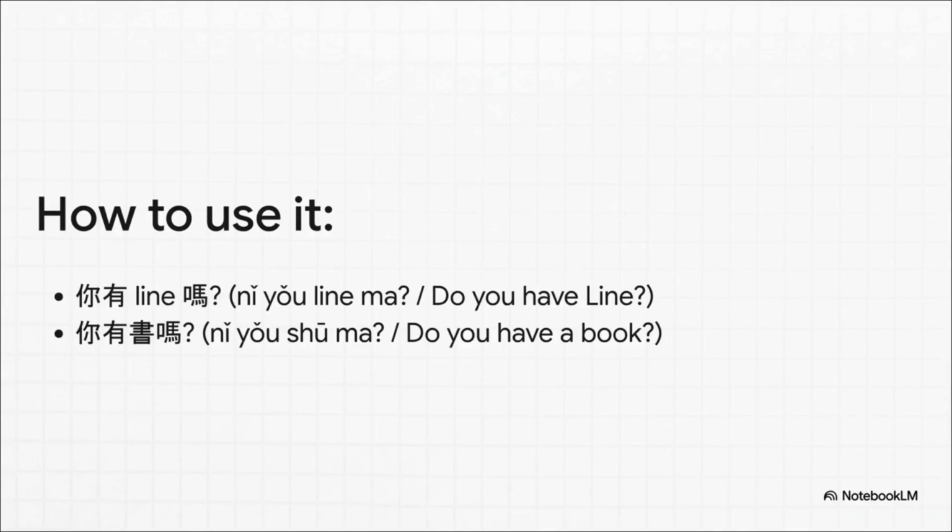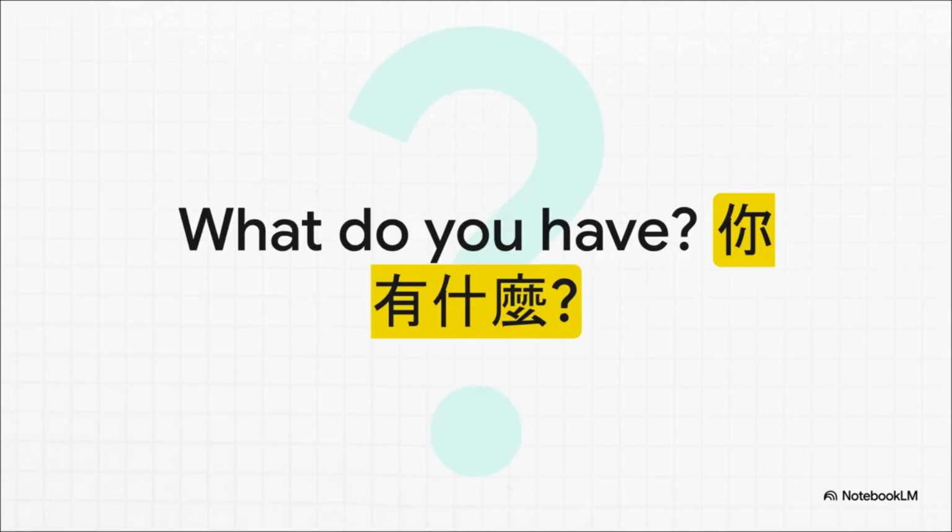So how do you actually use this in a real conversation? It's super easy. If you want to ask if someone has something, you just say, "Nǐ yǒu Line ma?" Pretty common, asking, "Do you have the Line app?" Or another one, "Nǐ yǒu shū ma?" Do you have a book? See? Simple.